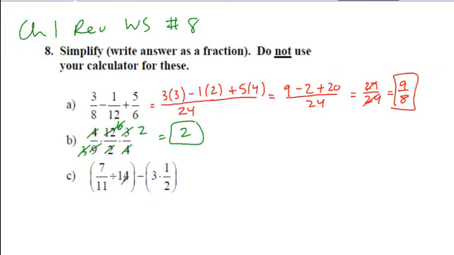And then finally I'm combining these two numbers. So division is like multiplying by the reciprocal. So here I get 7 over 11 times 1 over 14 minus, here I just multiply through, 3 times 1/2 is just 3/2. 7 goes into 14 twice. And so I'm looking at 1 over 22 minus 3 over 2.